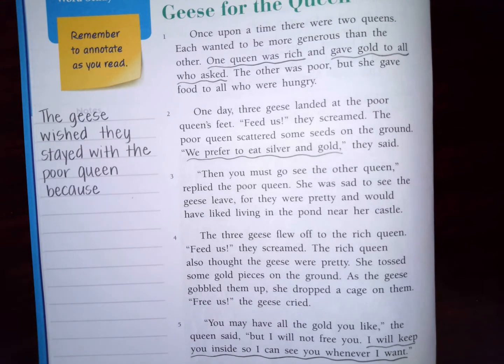Okay, so you should have written something about them wanting to be free, because if they stayed with the poor queen, they would have been able to be free in the pond and not stuck in a cage. All right, you can put your pencils down.